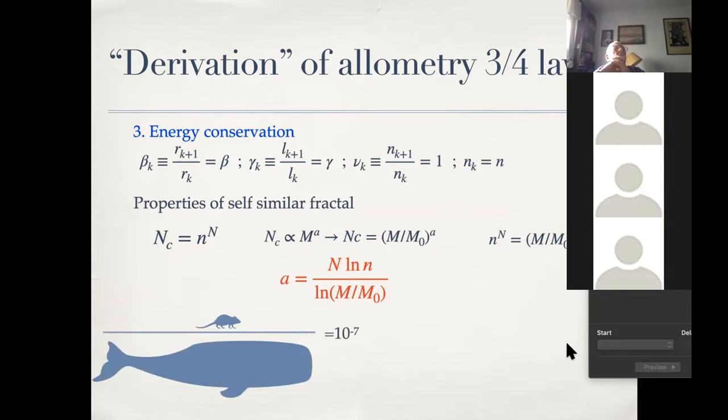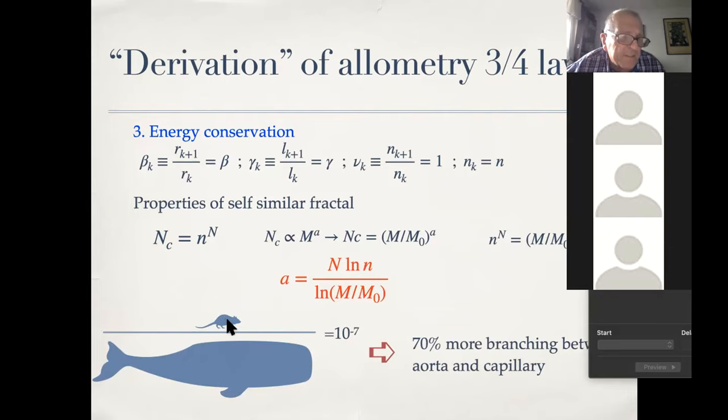Well, that expression is remarkable because it tells me that in living systems there is a difference between the number of layers, the number of branchings, and the ratio of weights. So for example, if I compare the mass of a mouse to the mass of the whale, which is of the order of 10 to the minus 7, then there is only 70% more branching between the aorta and capillary in the whale than in the mouse. So this logarithmic relation makes all the animals already somewhat similar.